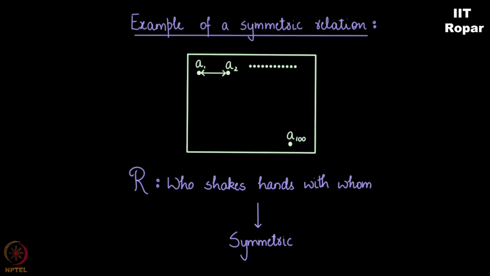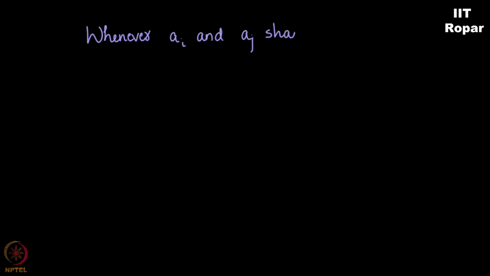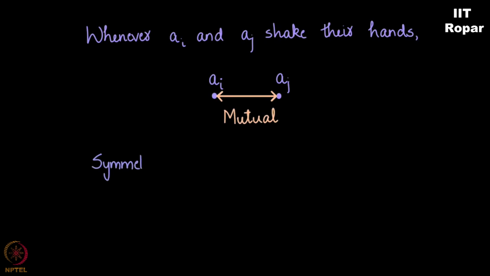Why is that? That's because, as I told you, whenever Ai and Aj shake their hands, it is understood that the handshake is not just from one person to the other, it is a mutual one. Symmetric relations occur in situations where the relationship is mutual.